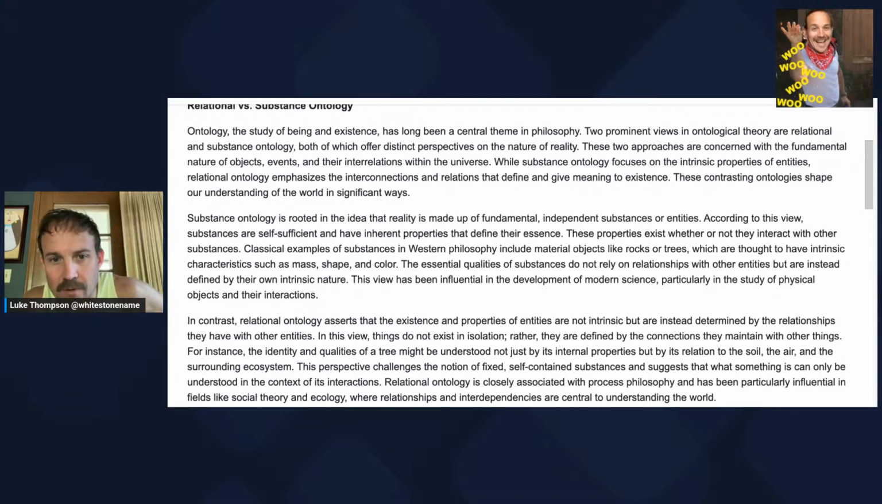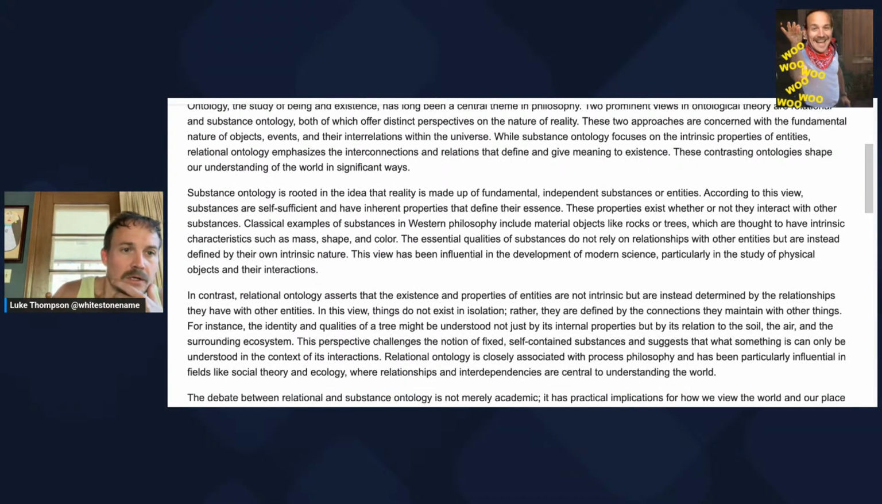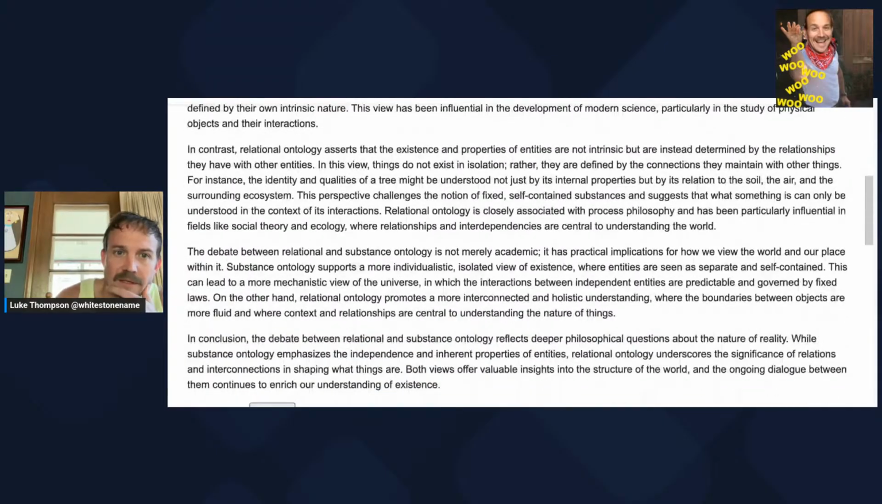The essential qualities of substances do not rely on relationships with other entities, but are instead defined by their own intrinsic nature. This view has been influential in the development of modern science, particularly in the study of physical objects and their interactions. In contrast, relational ontology asserts that the existence of properties and entities are not intrinsic, but are instead defined by the relationships they have with other entities. In this view, things do not exist in isolation. Rather, they are defined by the connections they maintain with other things. For instance, the identity and qualities of a tree might be understood not just by its internal properties, but by its relation to the soil, the air, and the surrounding ecosystem.